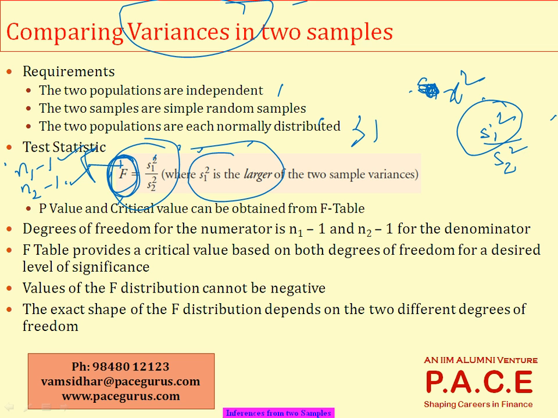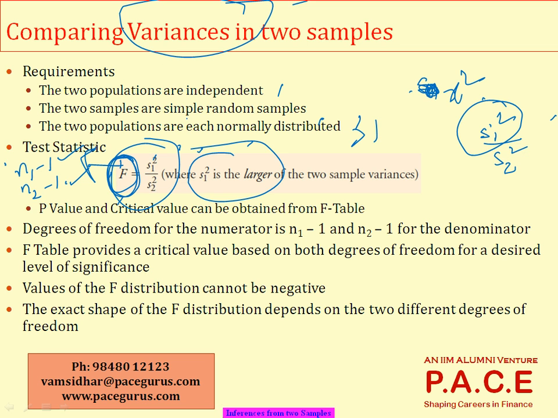Then again the same: as long as your test statistic is lying within the critical values, then you don't reject the null hypothesis. If your test statistic is lying either below the lower critical value or above the higher critical value, then we are rejecting the null hypothesis and saying the variances are clearly different between the two samples of data.